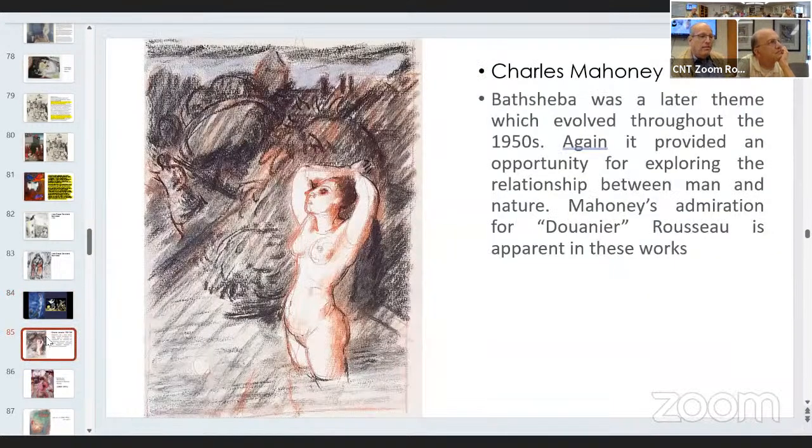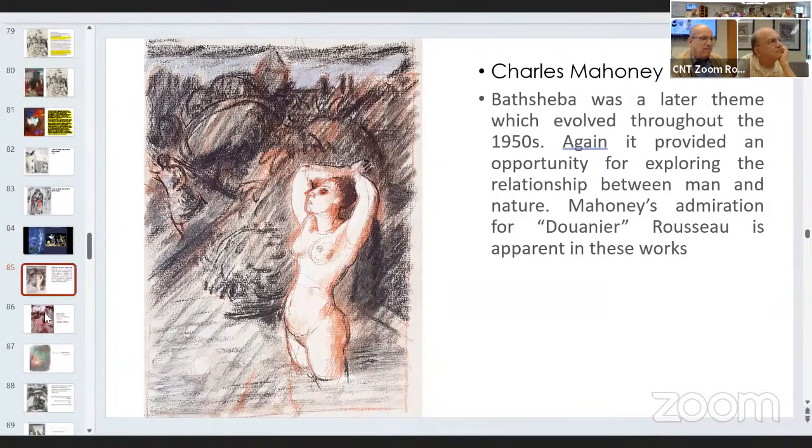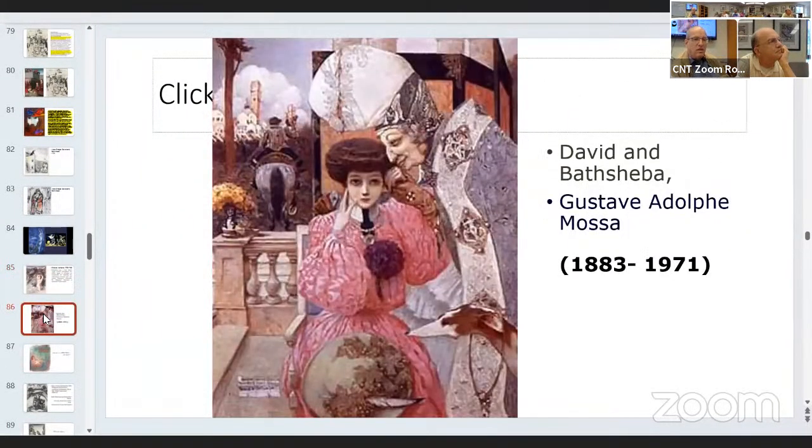Charles Mahoney, this is just a modern painting, which I found interesting. Gustav Adolphe Mossa. Look at David's advisor here. It's a character with the letter, talking to Bathsheba here. I forgot the name of the style of this art.